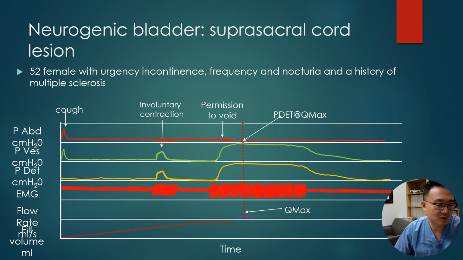Next thing I'd like to do is look at where the filling phase starts and ends and where the voiding phase is, because similar tracings in the filling phase and voiding phase can have different implications. So if we look at this, in the filling phase we do see some detrusor overactivity. But what's more worrisome is that after permission to void is given, we see an appropriate rise in detrusor pressure, but there's increased sphincter activity and a poor urinary flow.